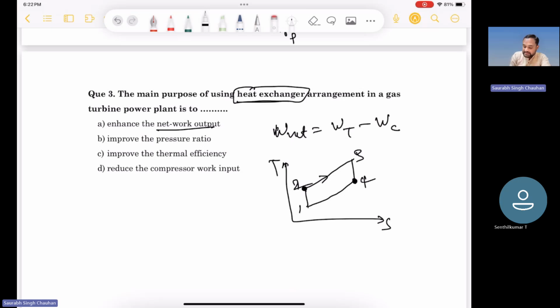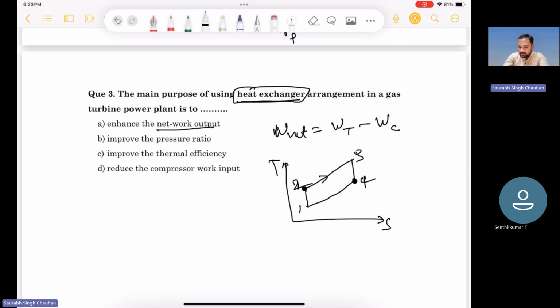So will the heat exchanger affect the net work output? So what is net work output? Net work output is the work output of the turbine minus the work input to the compressor. So if you are using a heat exchanger, are you disturbing anything related to the compressor? The answer is no. Are we disturbing anything related to the turbine? The answer is no. Turbine will work as it is.